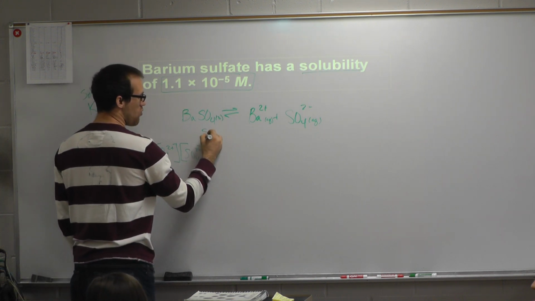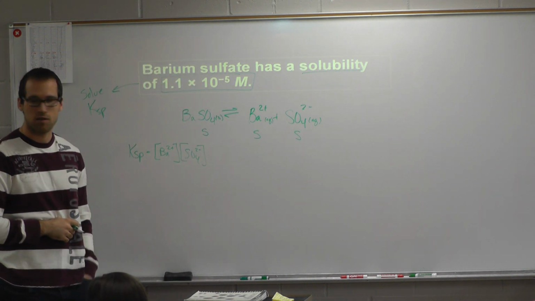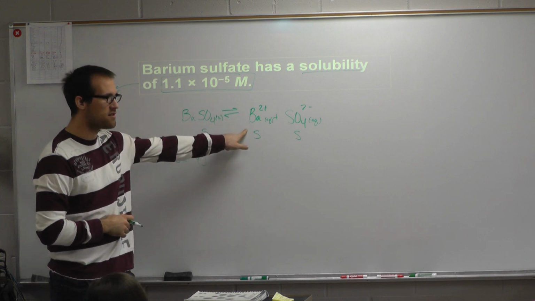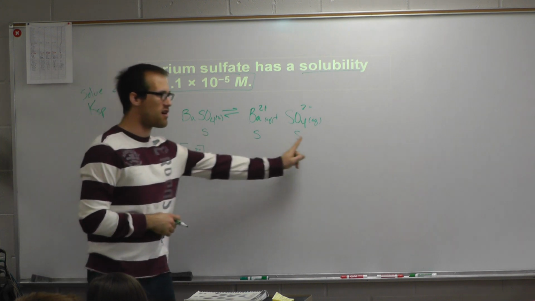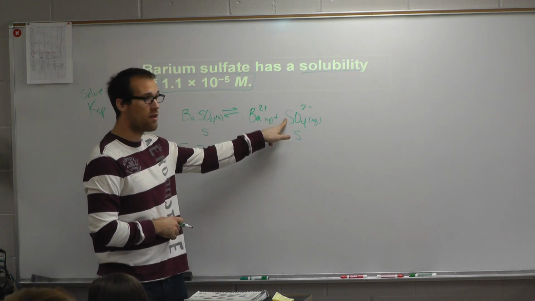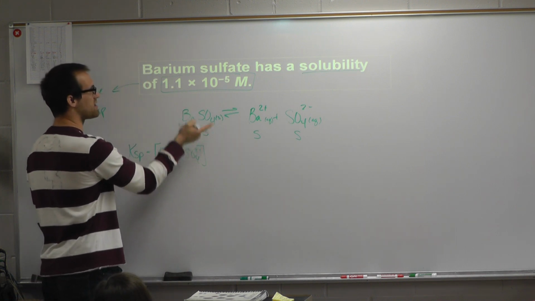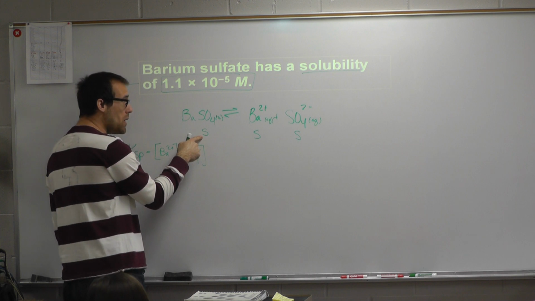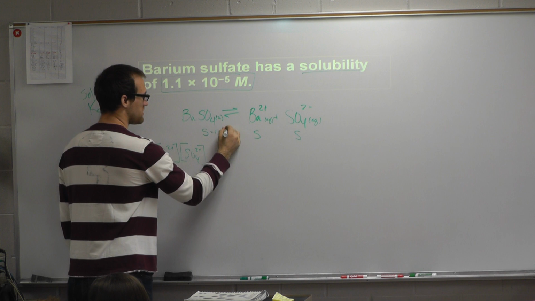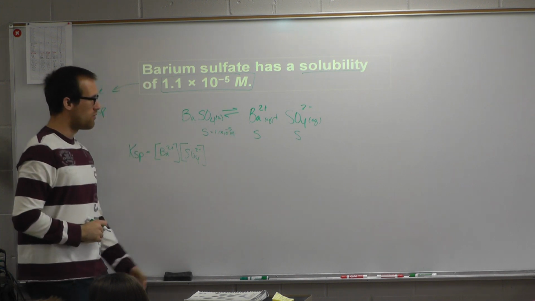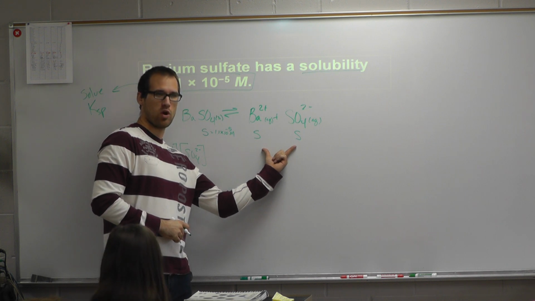So since everything is a 1-to-1 ratio, they all have equivalent solubilities. If this is 2 molar, then this is 2 molar, and this is 2 molar. If this is 25 molar, then these are too, because they're all 1-to-1 ratios. Now notice, they gave us the solubility, or S, of barium sulfate. The solubility of this is 1.1 times 10 to the negative 5 molar, which means these two are also 1.1 times 10 to the negative 5 molar.